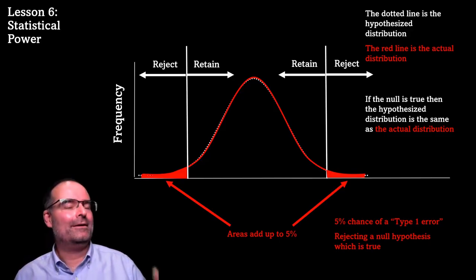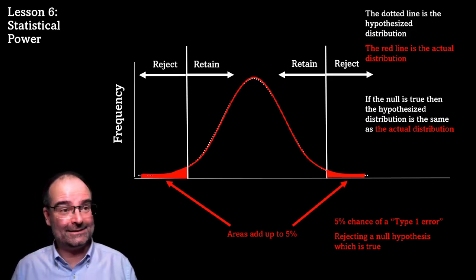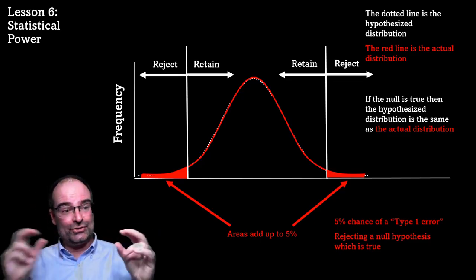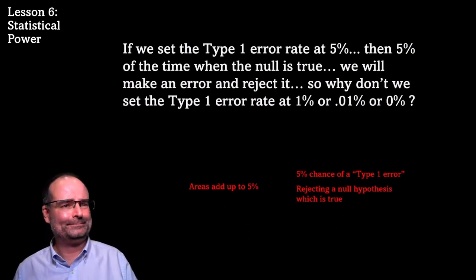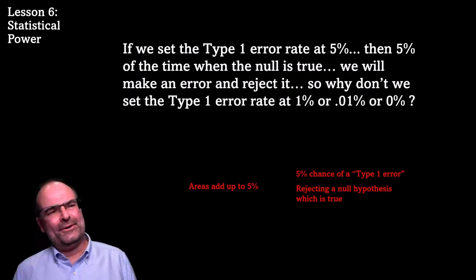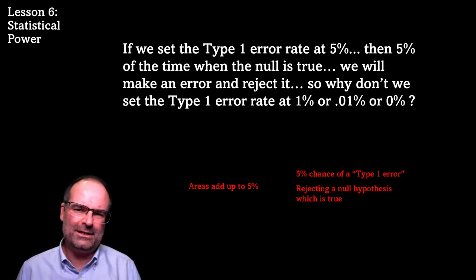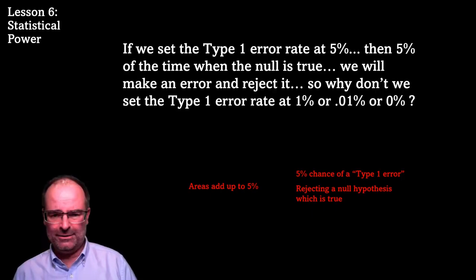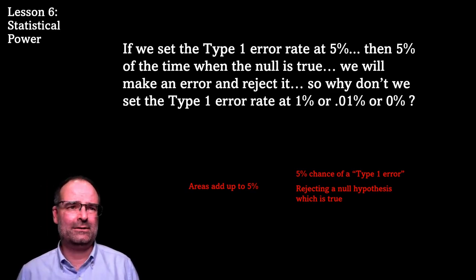Okay. Now, the other shorthand I'm going to do to make these diagrams a little less complex is, for a two-tailed test, you don't even need to know what that is, but for a two-tailed test, you've got two regions of rejection. I'm just going to lose the one on the left completely to make things simple. What I want to focus on, though, is this idea of the type 1 error, 5% chance of rejecting a null that's true. So if we set the type 1 error rate at 5%, then 5% of the time when the null is true, we'll make an error and reject it.